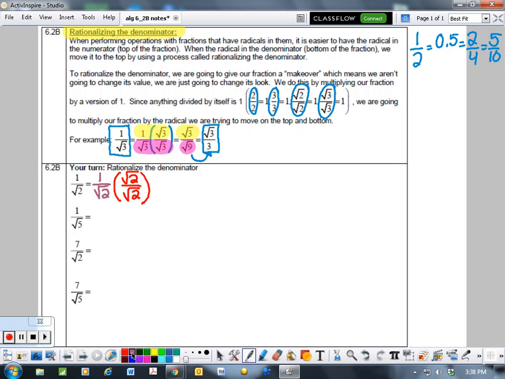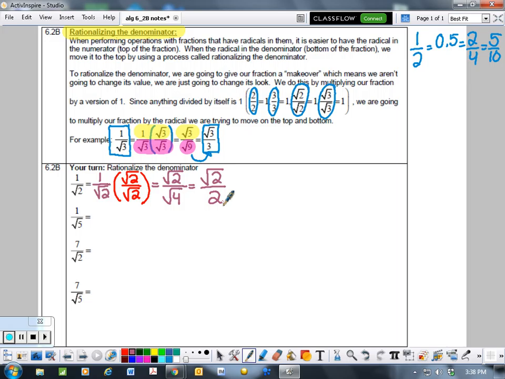And so what's this going to give me? Well, I multiply across the top, so 1 times square root of 2 is square root of 2. And then on the bottom, square root of 2 times square root of 2 is square root of 4. What is the square root of 4? It's 2. So this is the square root of 2 over 2.